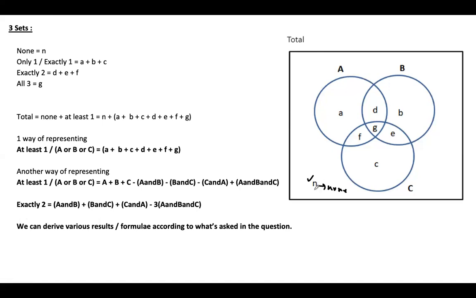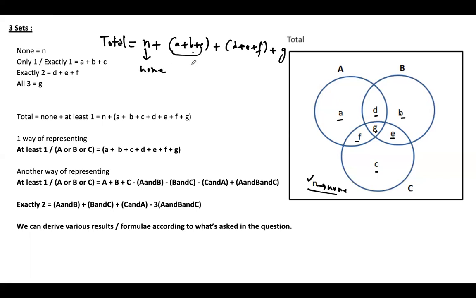Different kinds of regions. This is 1, 2, 3, 4, 5, 6, 7, 8. 8 kinds of regions. Okay. So one way of representing total is equal to none plus A plus B plus C plus D plus E plus F plus G. So N shows none.